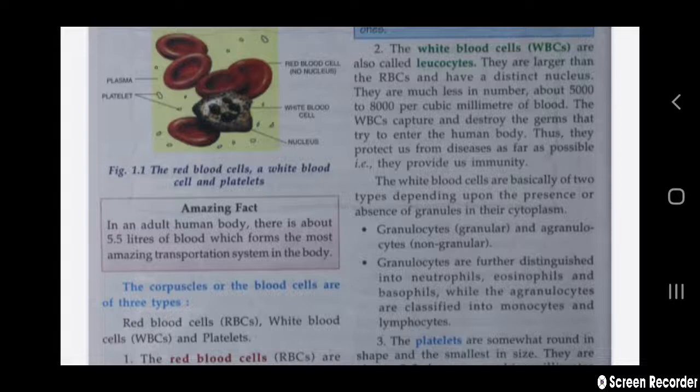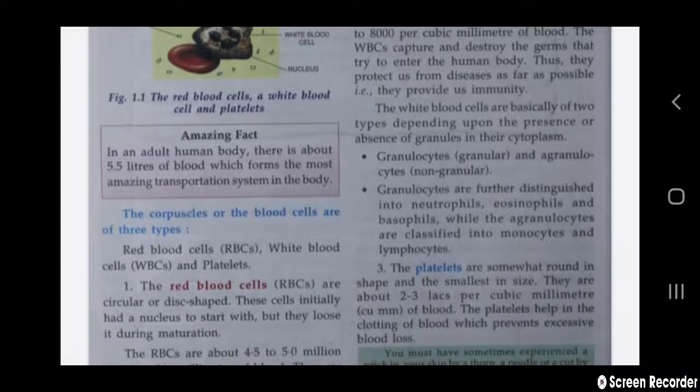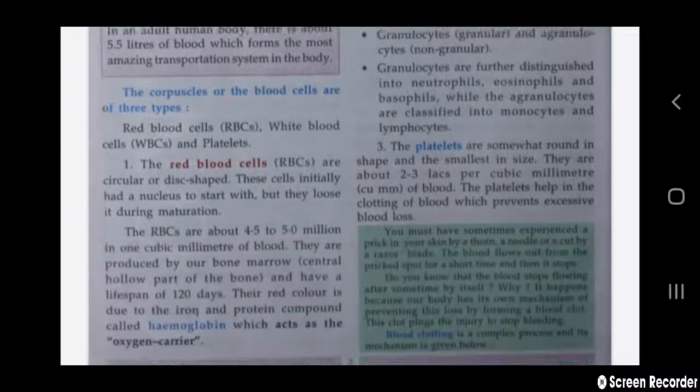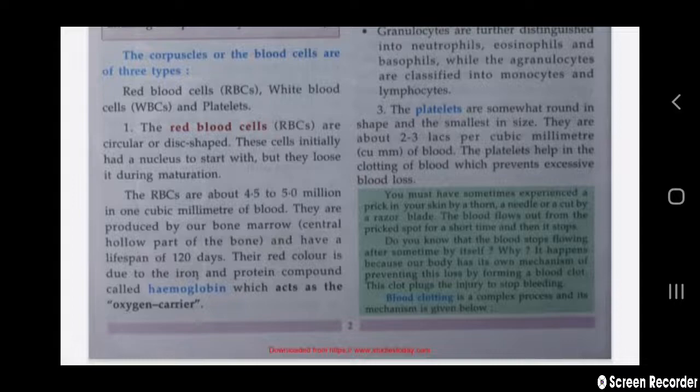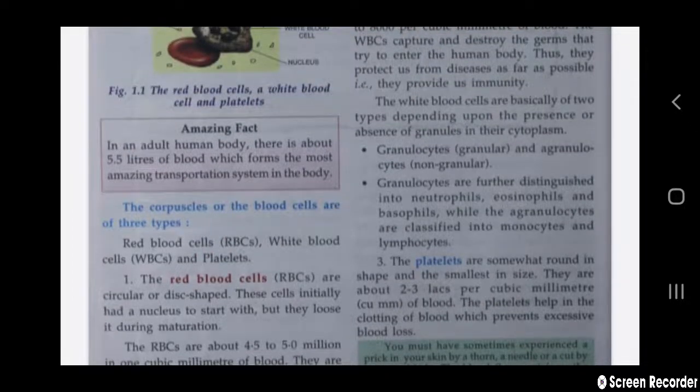White blood cells are of two types depending upon the presence or absence of granules: granulocytes and agranulocytes. Granulocytes are further distinguished into neutrophils, eosinophils, and basophils. This you will learn in your higher classes, just remember the names. Agranulocytes are classified into monocytes and lymphocytes. You will learn about it in your higher classes.